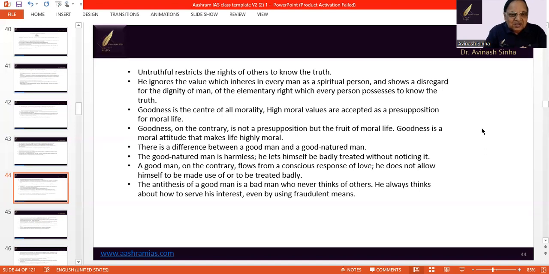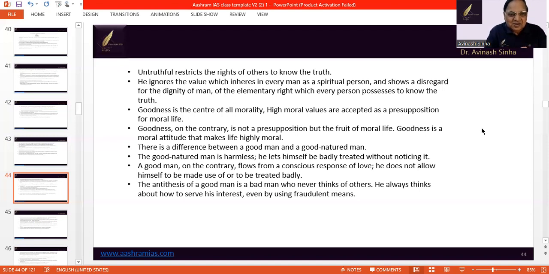Now, next is goodness. Goodness is the center of all morality. Now, high moral values are accepted as a presupposition of moral life. But goodness is the result, the fruit of moral life. This is the difference between goodness and other moral values. There is a difference between a good man and a good-natured man.